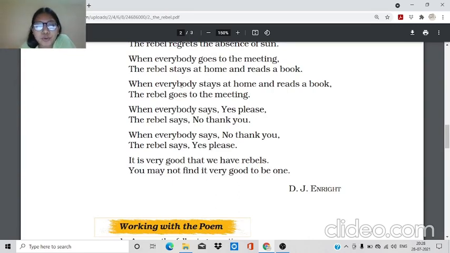Well, definitely because when we have rebels, we have a difference of opinion. And it is always good to have a difference of opinion. You will not always be in a situation where your views and your opinions will be accepted by everyone. So it is good to have a rebel. And you may not find it very good to be one. However, it is also good to be a rebel too.